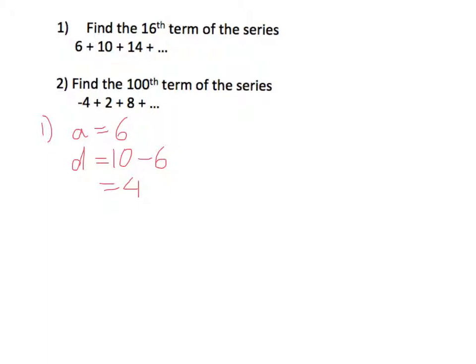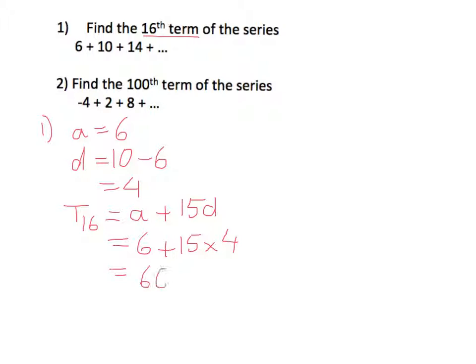So we want to find the 16th term, which means we're finding T16. That's going to be A plus (n minus 1), which is 15D. So A is 6, and we have 15 times 4. So what's that, 66? It is. The 16th term is 66.